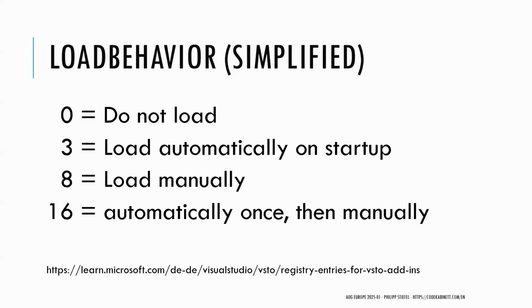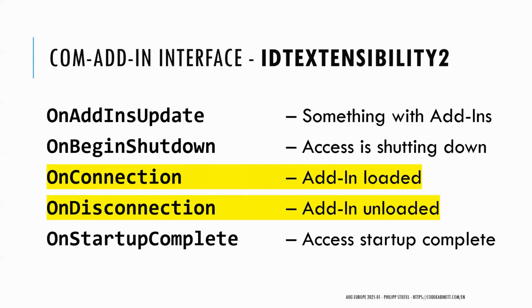to load only manually. Now we look at the COM interface here for IDTExtensibility2. That would be the corresponding bit to my IConference interface, which I showed you earlier in VBA. It has 5 methods that must be implemented, and these methods work a little bit like callbacks. Essentially, they work like callbacks.